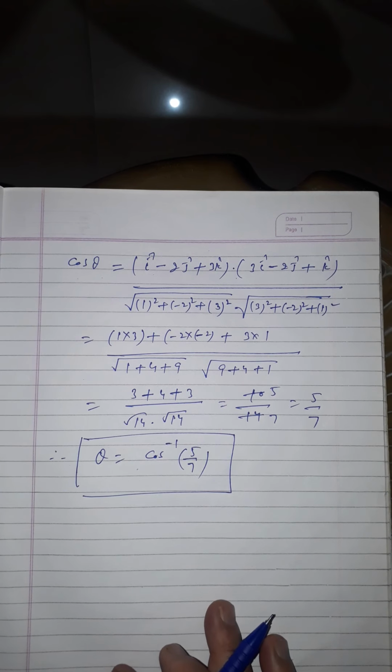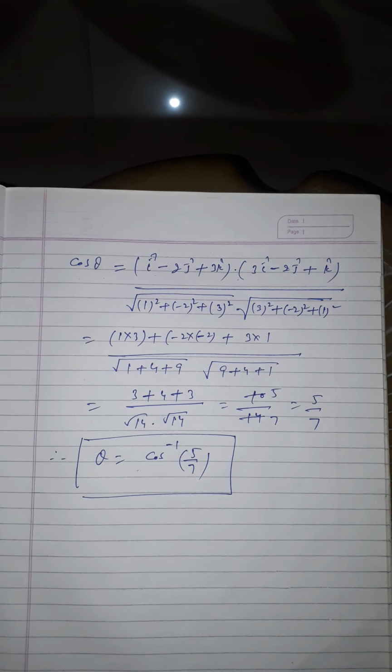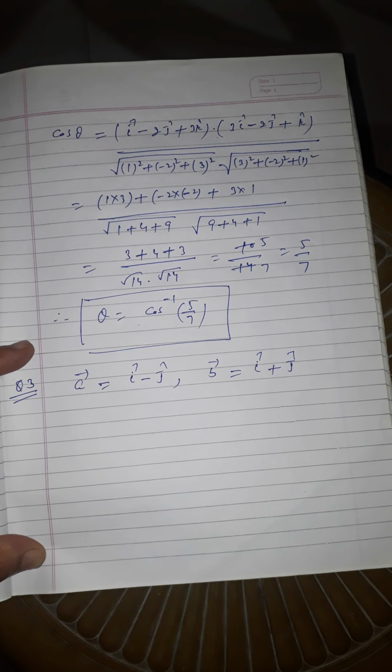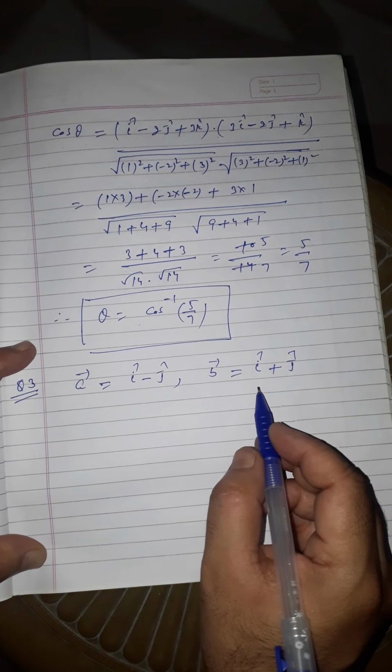This is the way I have told you how we have to find the solution of these questions. Now students, let us come to question number 3. The statement of the question is: find the projection of the vector I cap minus j cap on the line represented by the vector I cap plus j cap. Now here is vector A, here is vector B.